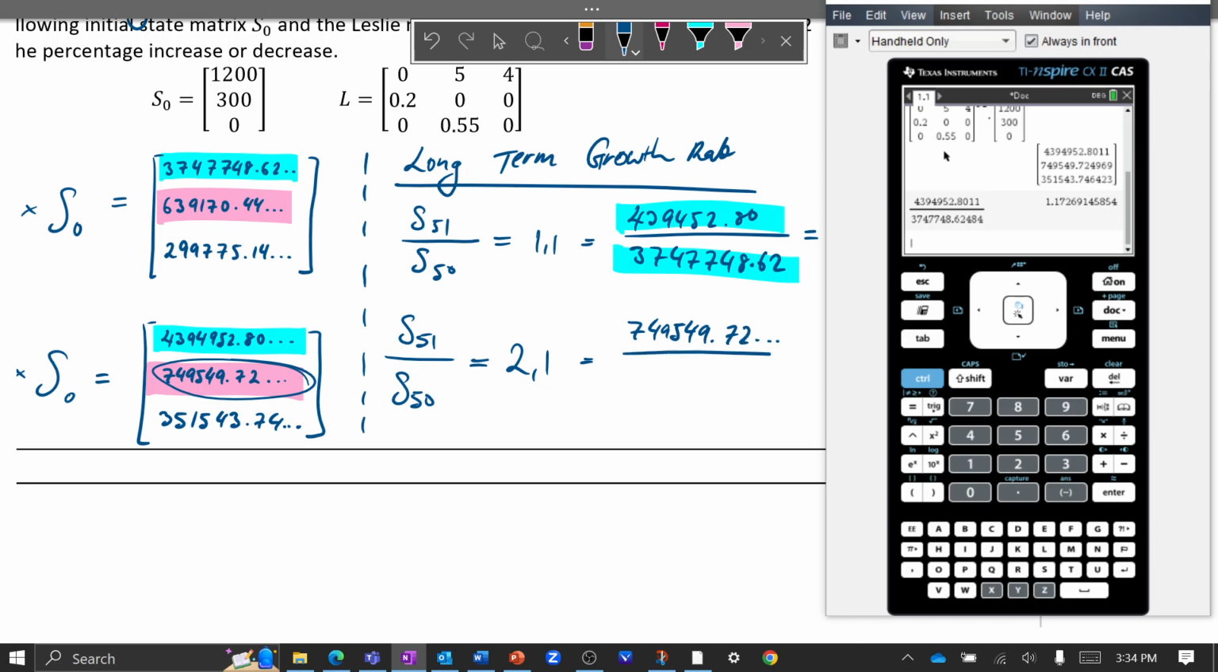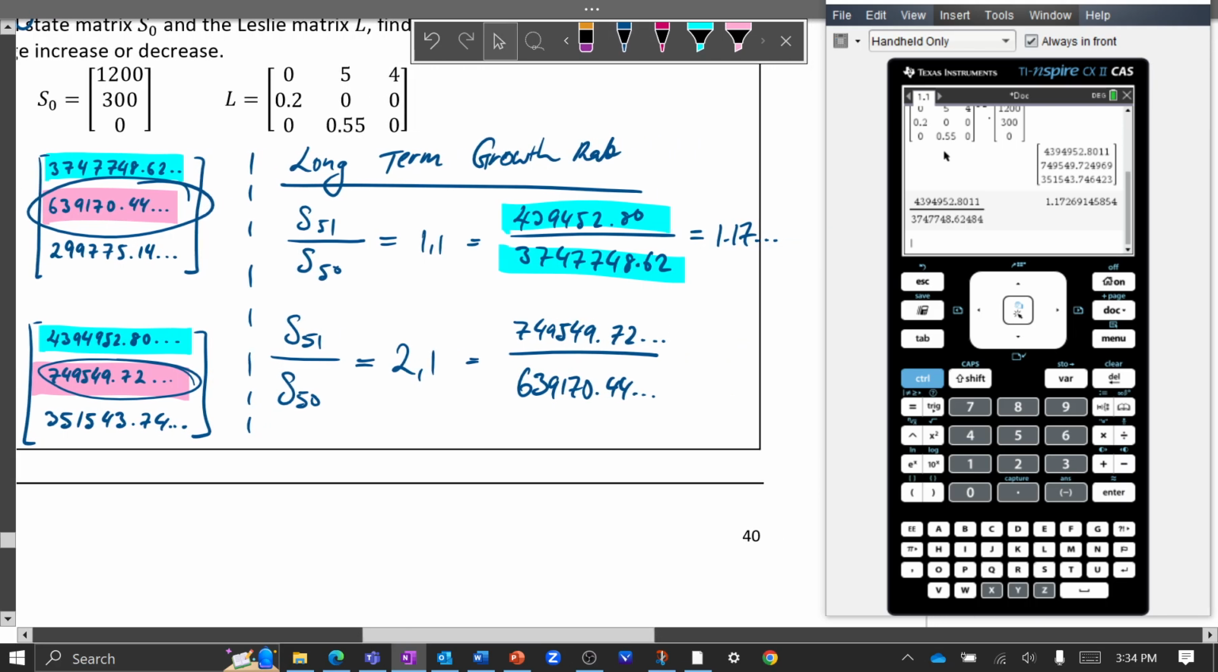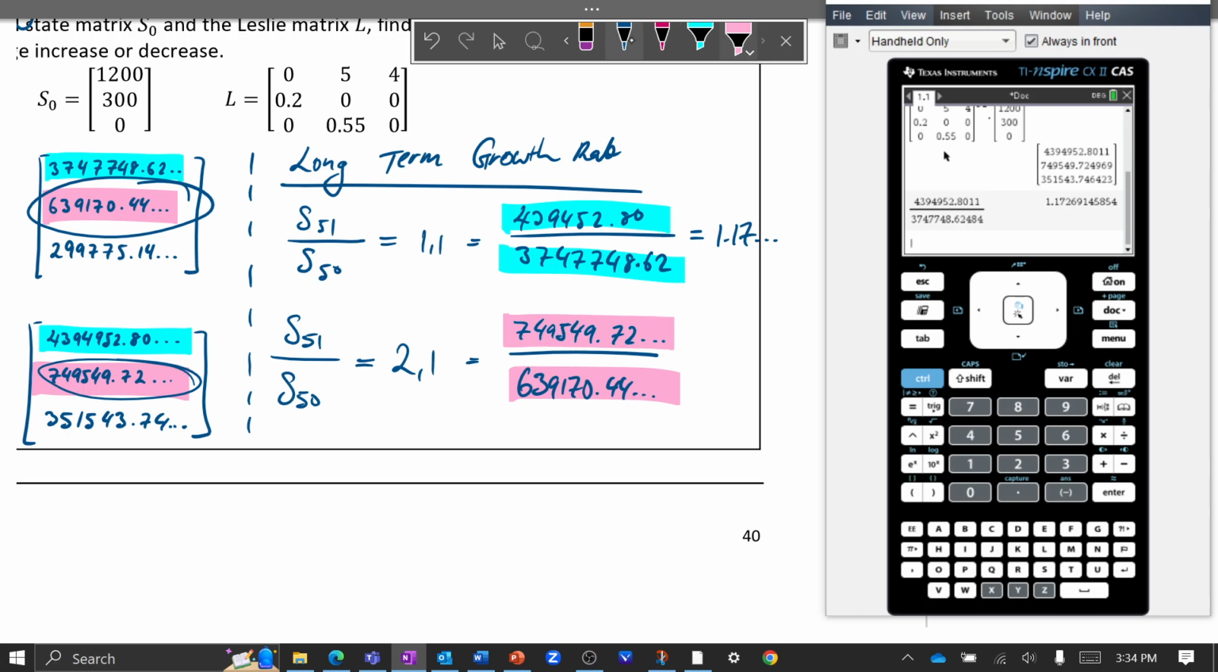749,549.72 dot dot dot over this number, 639,170.44 dot dot dot. All right, and now I'm going to divide those two things. I didn't like that highlighting there. Whoop, let's try again. There we go. And again, don't type them out. Make sure you just do that.